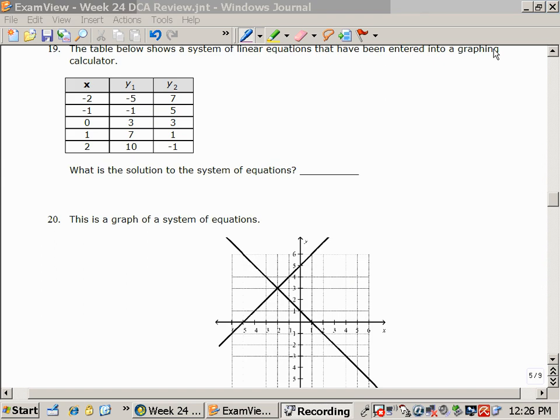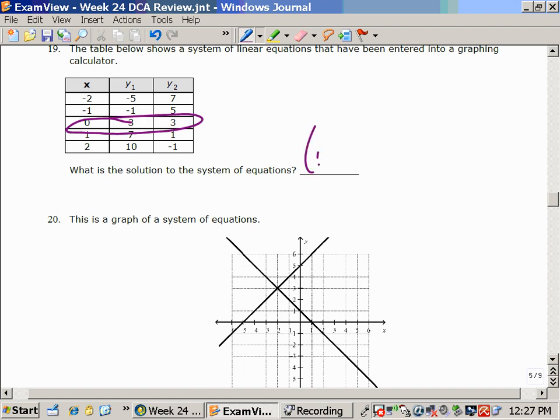Okay, for this problem, we have the system of equations. We want to find out what the solution is. Well, the solution occurs when both of the values are the same. So that would be at 0, 3.